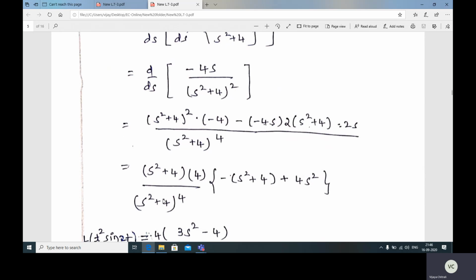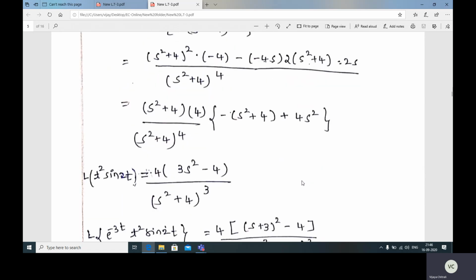Now the new denominator will be the same, (s² + 4)⁴. Next, in the numerator, take the least term outside as a common factor. So (s² + 4)² and (s² + 4)¹; the least is s² + 4, take it outside. Here also we can take 4 common. So 4 outside, and inside will be minus (s² + 4) plus 4s², right?